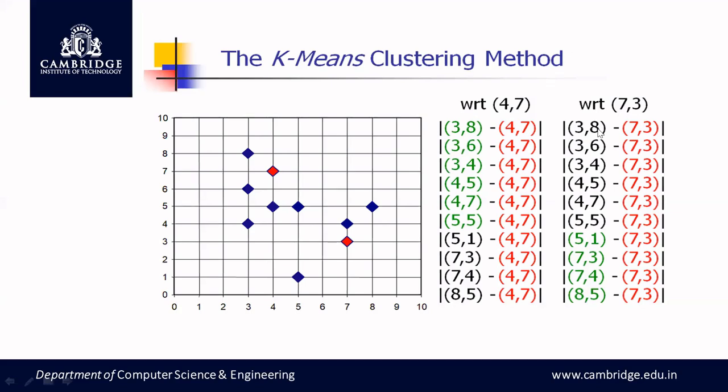Guys, please reply back. I'm not able to check whether you are following or not. So what will be the Euclidean distance of this, 3, 8 and 4, 7? Any one of you calculate and tell the answer.